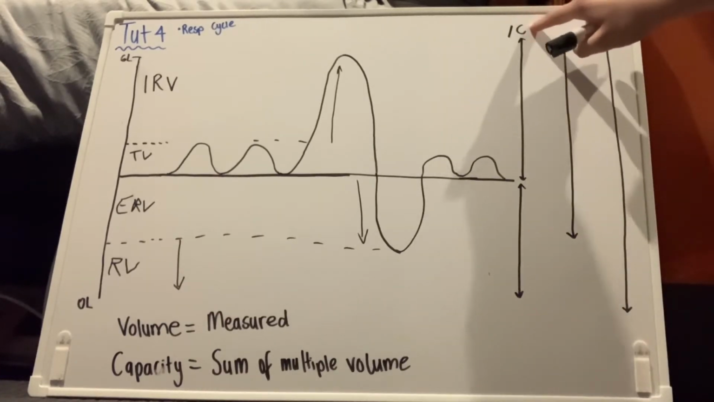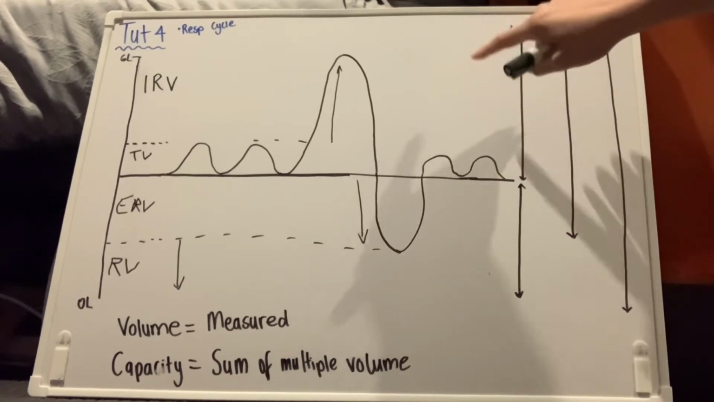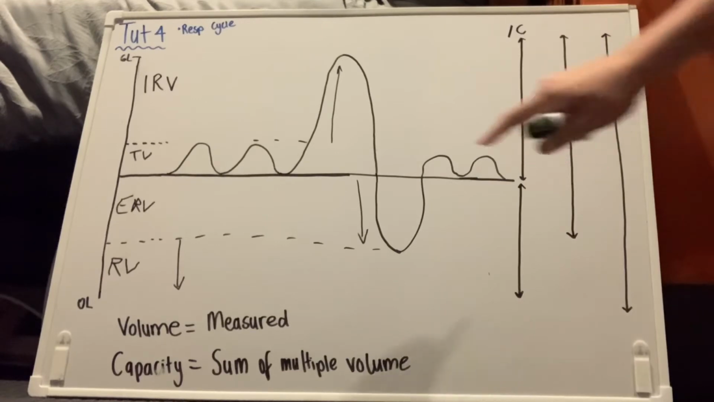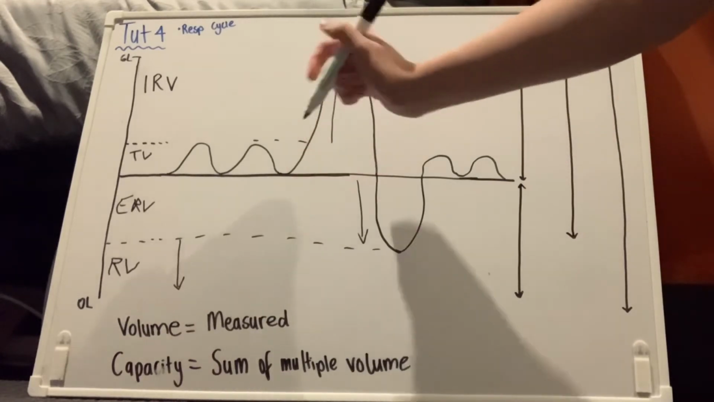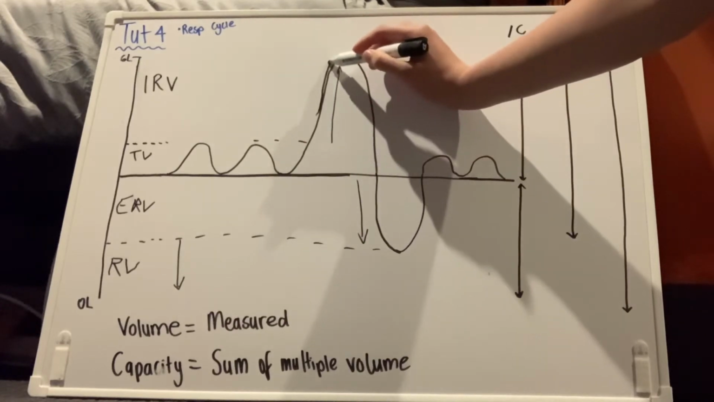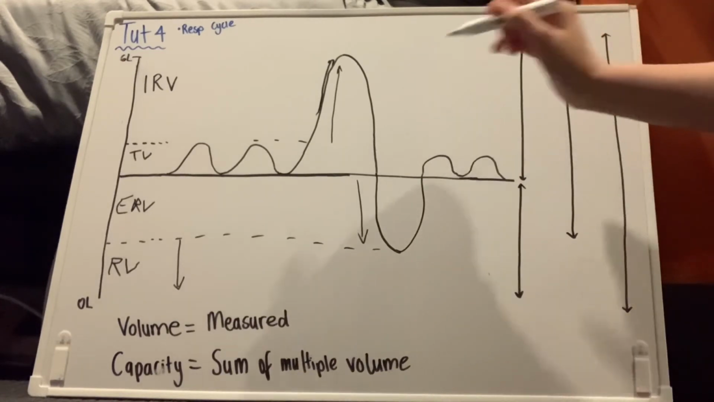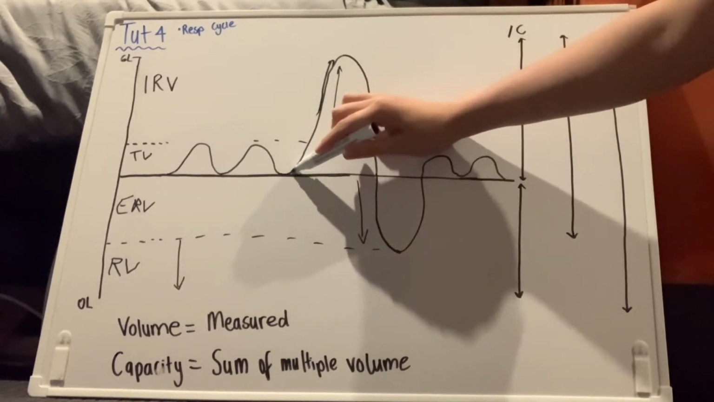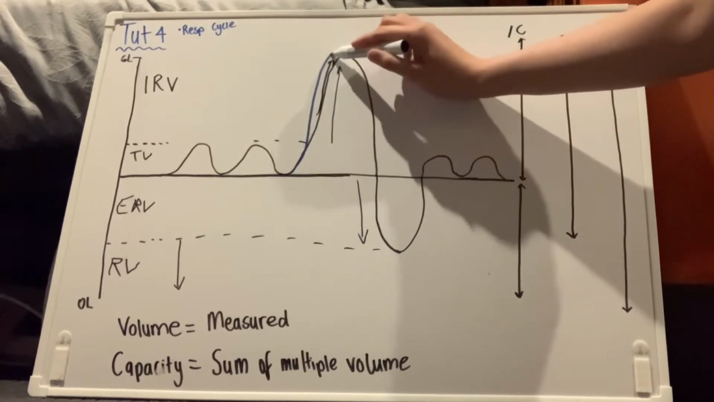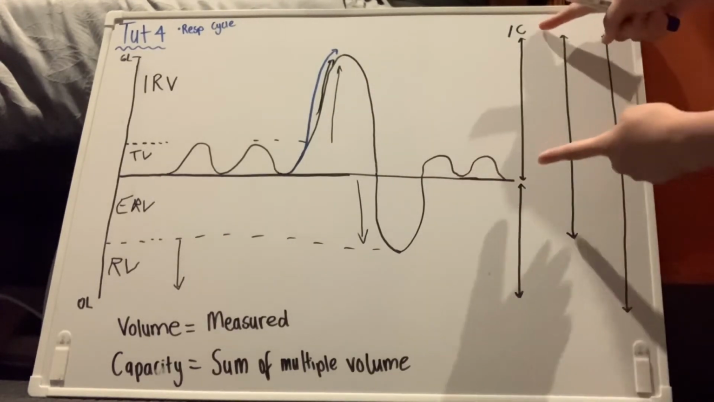Because it's a capacity, it's made up of this tidal volume plus this inspiratory reserve volume. So basically, it's this line here, the total amount of positive that you're able to achieve. I just got some pens to make it easier to see. So inspiratory capacity is basically from this line all the way up to this top. And that's this portion here.